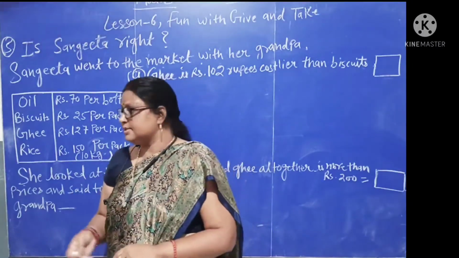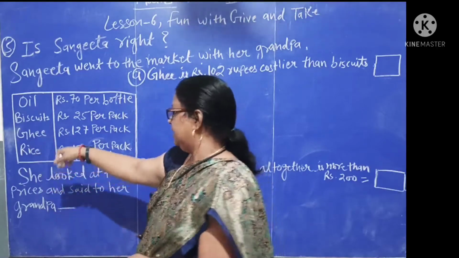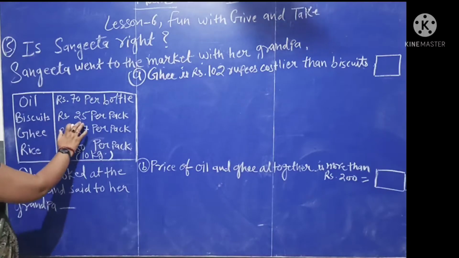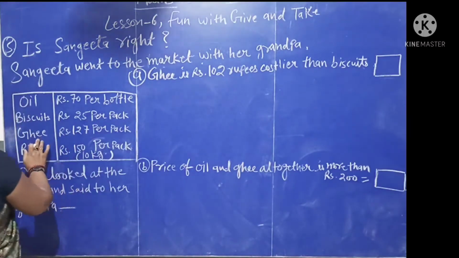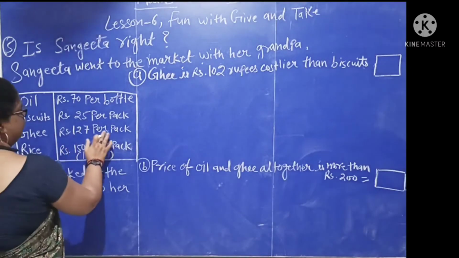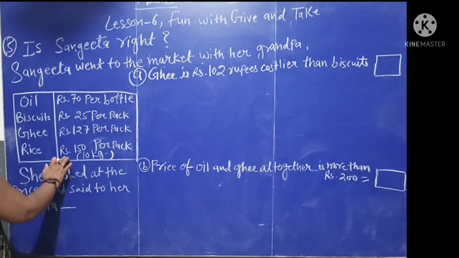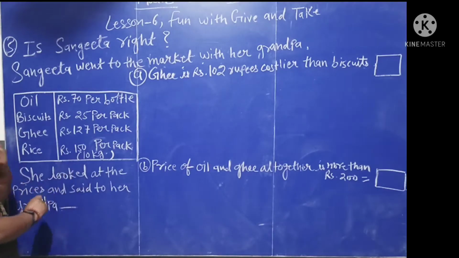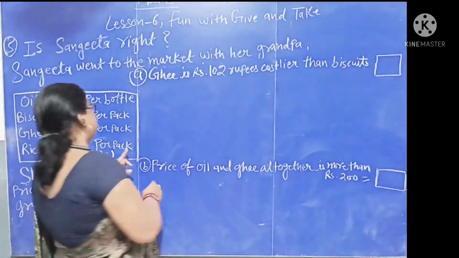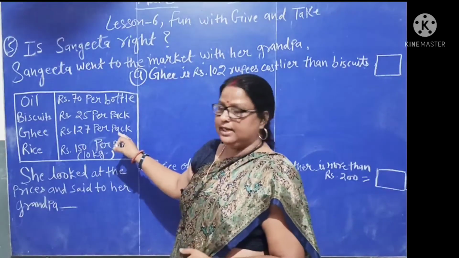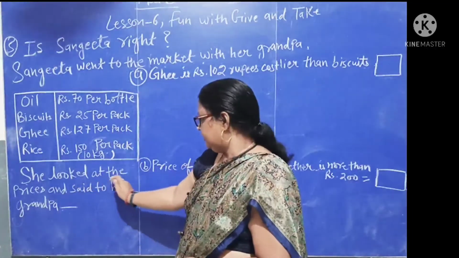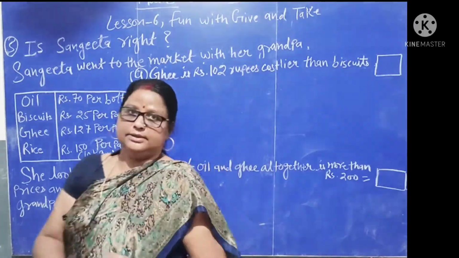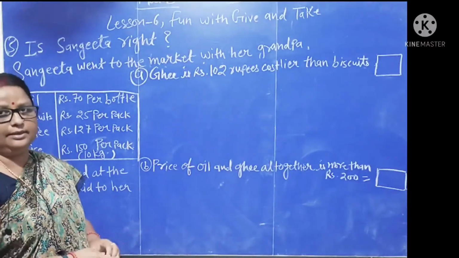And what is the price list? Here is the price list. Oil rupees 70 per bottle, biscuits rupees 25 per pack, ghee rupees 127 per pack, and rice rupees 150 per pack, and each pack has 10 kg rice. This is the price list that Sangeeta saw at the shop. She looked at the prices and said to her grandpa.